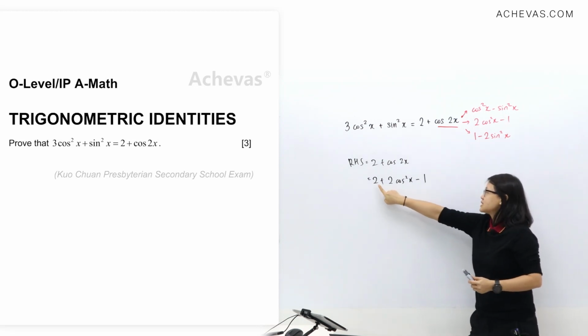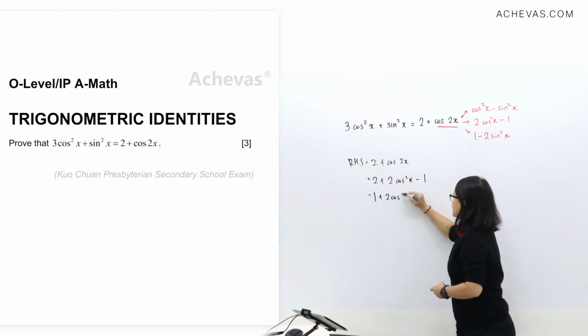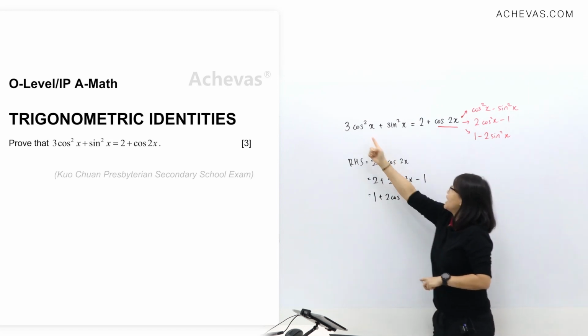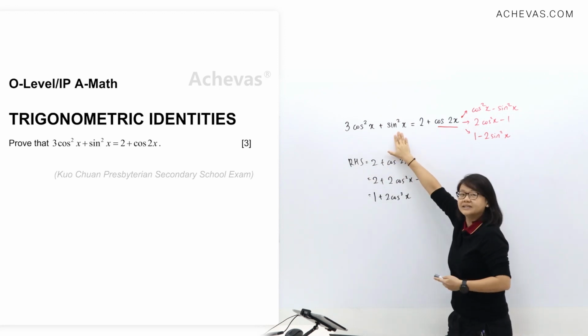Now, my next step, I will see 2 minus 1. You will give me 1. And then I will refer to my left-hand side. I do not have any constant. I have a 1 here. I don't have any constant here. I have a sine square x here.